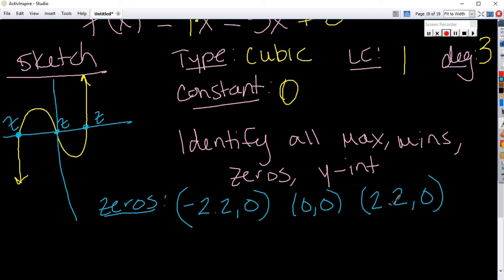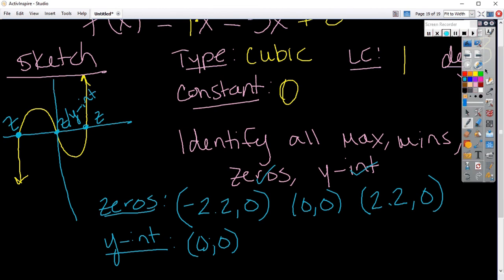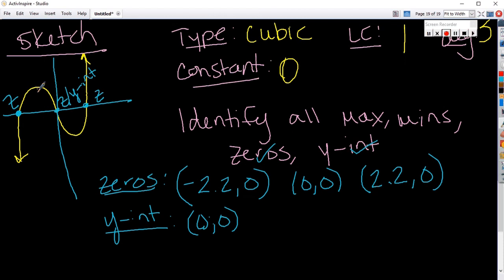How about the y-intercept? 0. This is not only a 0, but it's also a y-intercept. Oh, 0, 0. All right, so that's zeros. That's the y-intercept. Now I need to look at maxes and mins. So let's look at max first. Do I have any maximums? Yeah. Sure I do. We all agree it's right here?